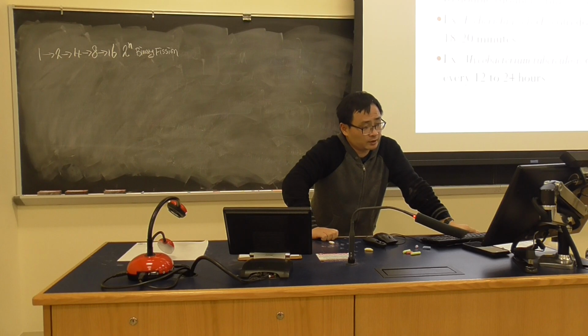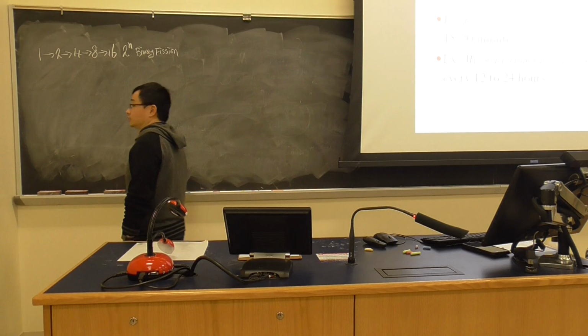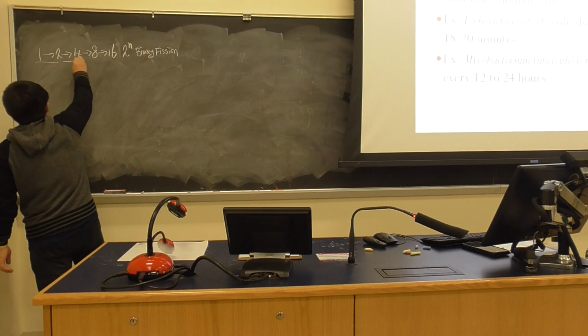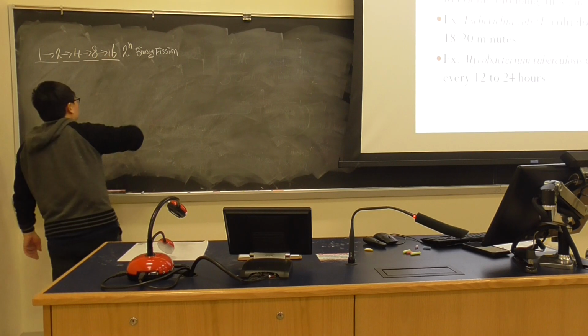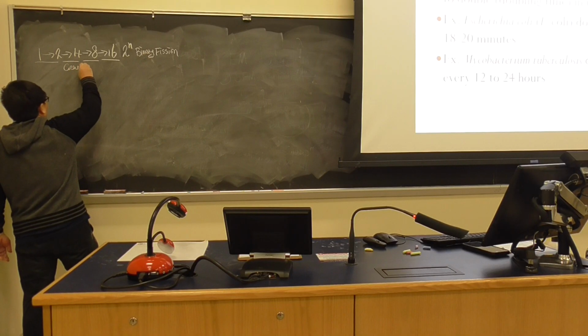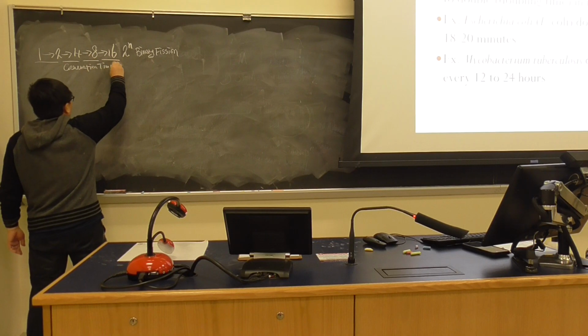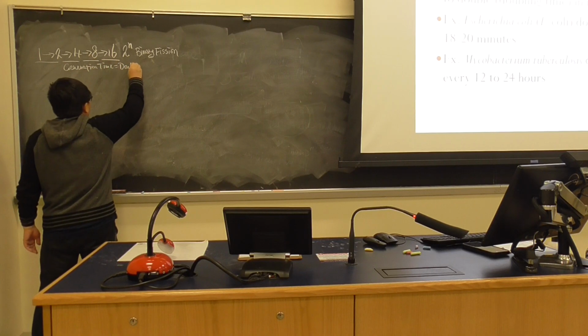Now we want to talk about various important terminology we already mentioned. Generation time. What is the generation time? It is the doubling time, which means how long it takes for 1 to become 2, 2 to become 4, 4 to become 8, 8 to become 16. That's called the generation time. Also, we call it the doubling time.